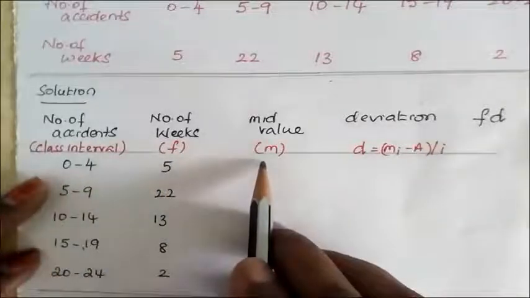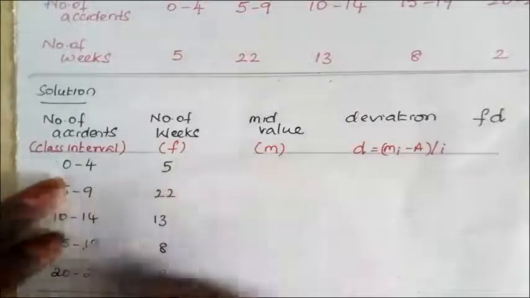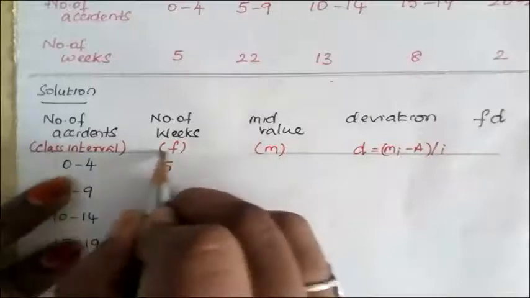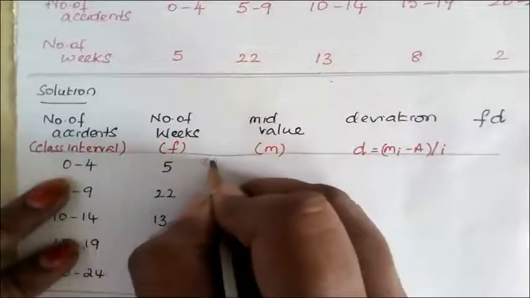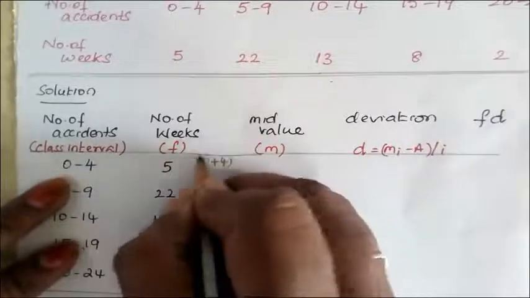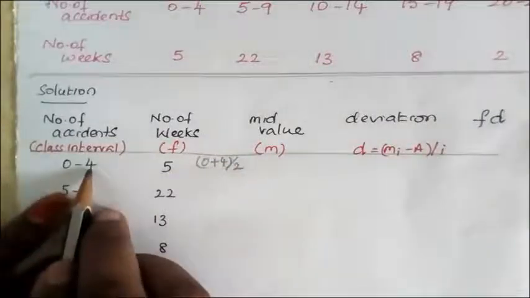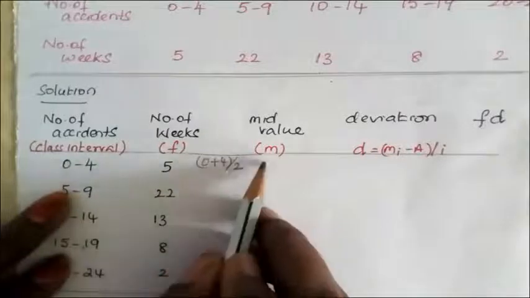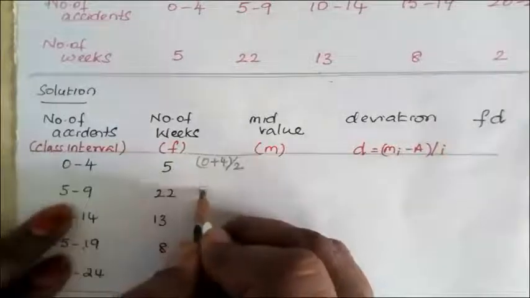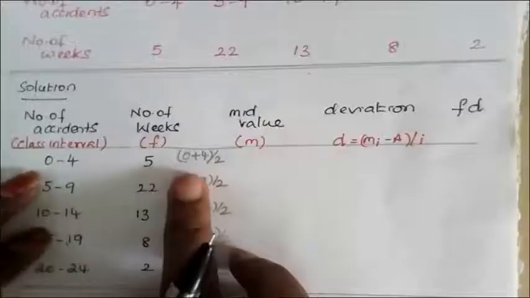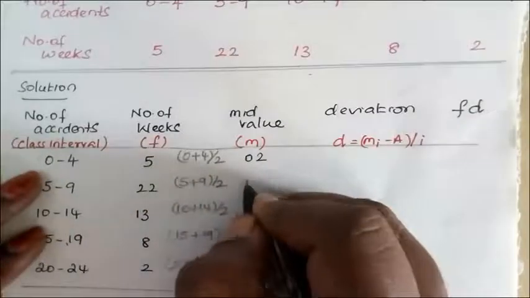Now we have to find out the mid value of the class interval. It can be obtained by adding the lower limit plus the upper limit divided by 2. Lower limit is 0, upper limit is 4. It is divided by 2 to get the mid value M. Do this for the remaining class intervals also. This gives the values as 2, 7.